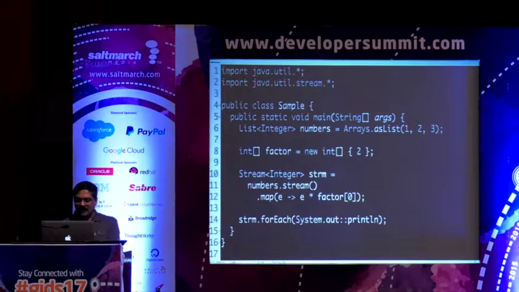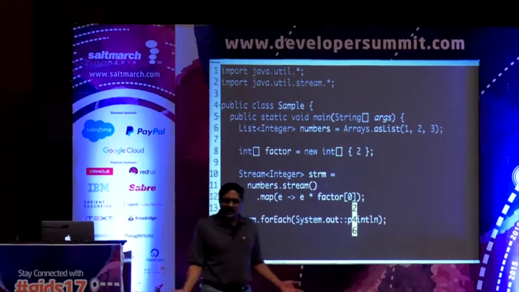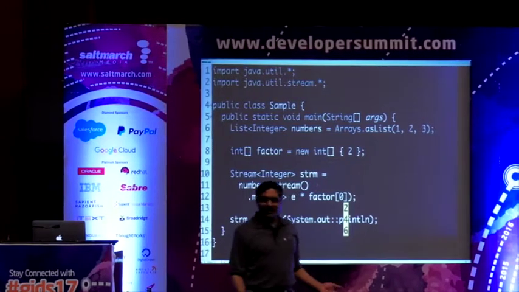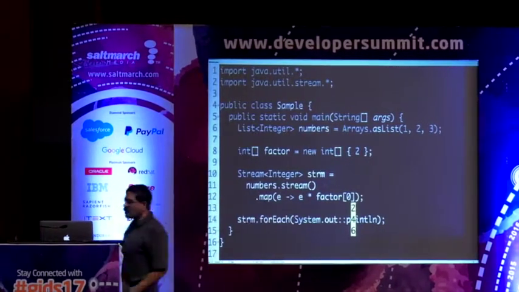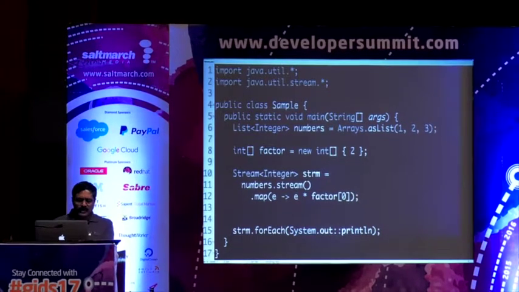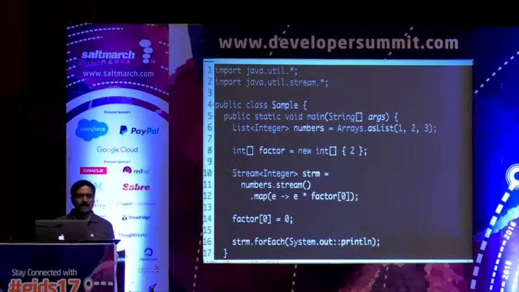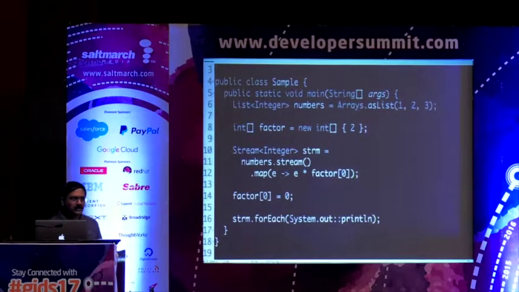Now what just happened? Java shrugs his shoulder and says, I don't know, I told you no, don't do this. Well, good luck. Now notice what's going to happen. I'm going to go to this code and I'm going to say factor[0] is equal to 0. And then comes the question, what's the output?